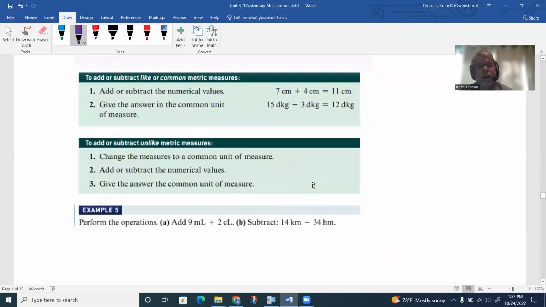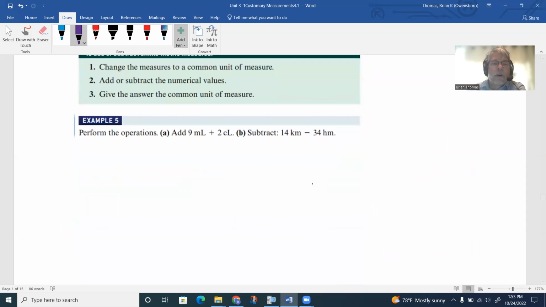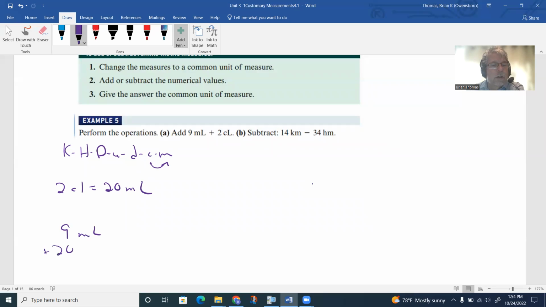So adding or subtracting numerical values, notice how, again, we have to have like common units of measurement to actually add things together. So if I want to add 9 milliliters to 2 centiliters, we can't actually add that until they're the same unit. So remember, it's easier to go bigger to smaller. And since centiliters is a bigger unit of measurement than milliliters, I want to convert the 2 centiliters to milliliters. So remember, if I use King Henry doesn't usually drink chocolate milk, I'm at centiliters and I want to convert to milliliters, which means I have to move the decimal 1 place to the right. So 2 centiliters equals then 20 milliliters. So then I can just go 9 milliliters plus 20 milliliters, and that gives me 29 milliliters.